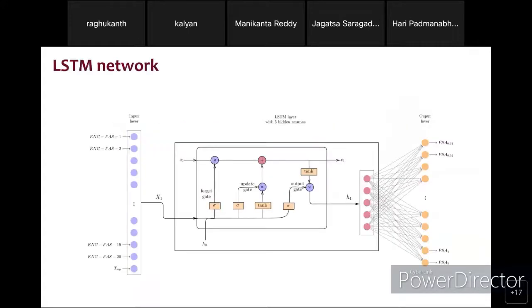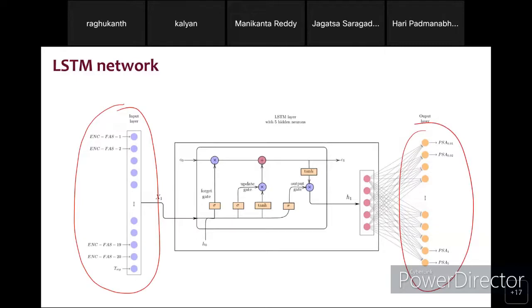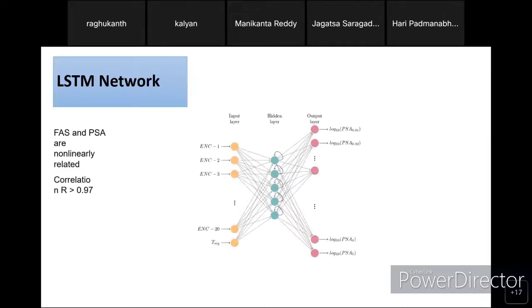Now this also we try to attempt. So this is a typical neural network, where we have the Fourier amplitude spectra. We wanted to predict the response spectra from the Fourier amplitude spectra using this LSTM network itself. What the LSTM does is include the interdependencies among this data in the calculations. Using this information, there are something like 5 hidden neurons, and these are all LSTM neurons, not ordinary neurons. Use this information, and once again you get the response spectra itself. And of course, they are non-linearly related.